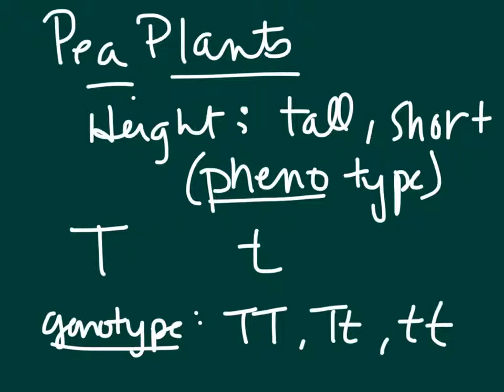Those are the three possible genotypes for tall and short of a pea plant. Which two correspond to tall? TT, with the capital. Capital T. And the short? Lowercase t.